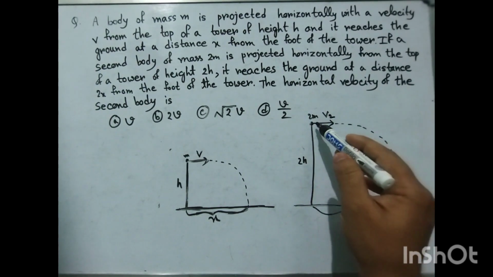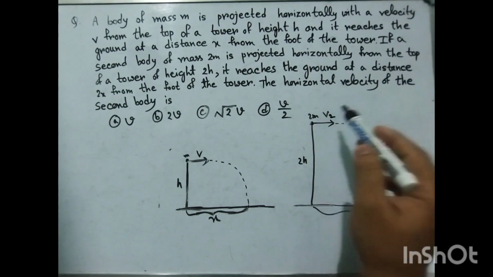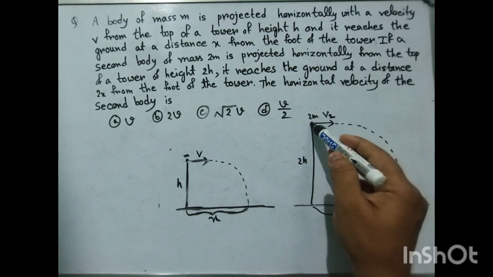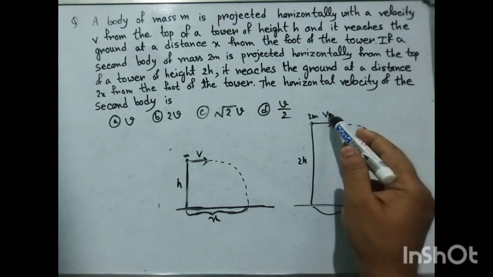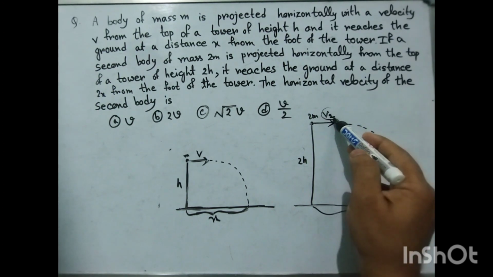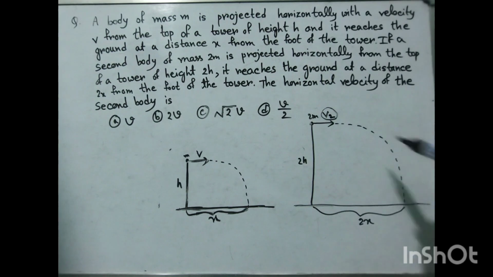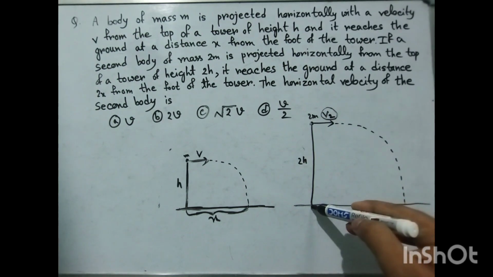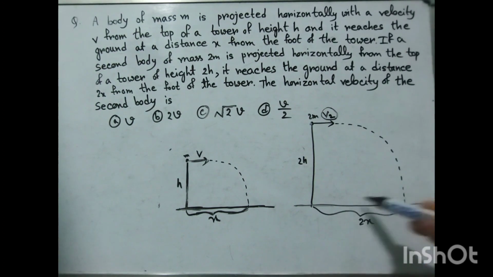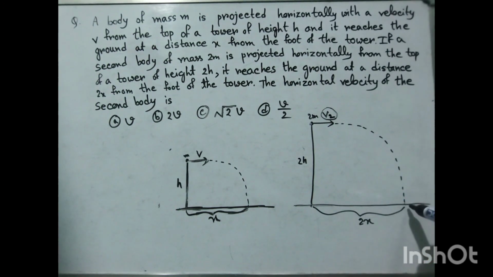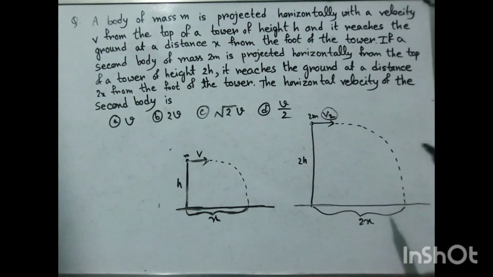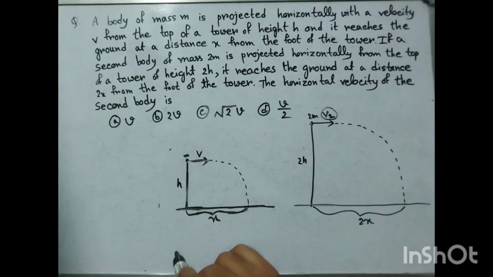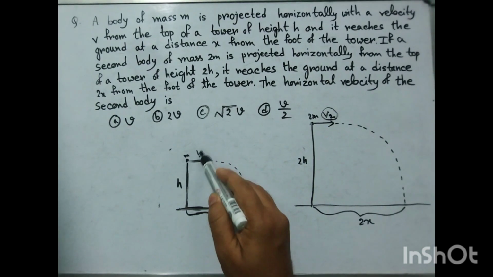Similarly, another body of mass 2m is thrown from the top of the tower horizontally with an unknown velocity that we consider here as v2, and when it reaches the ground it makes a 2x distance from the foot of the tower. So now we have to find v2 in terms of v.